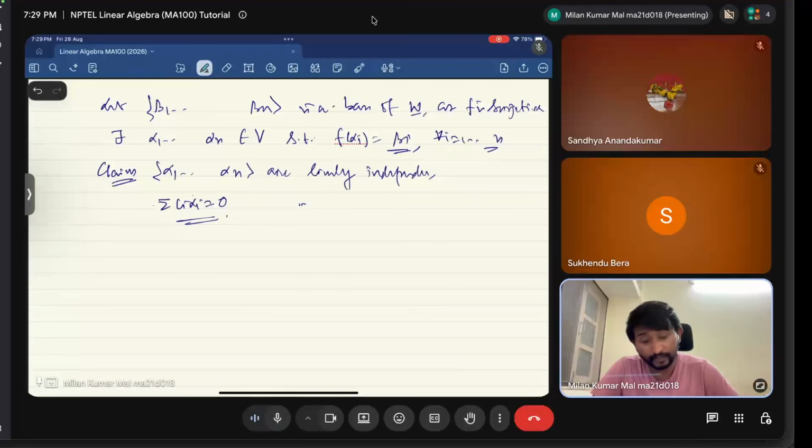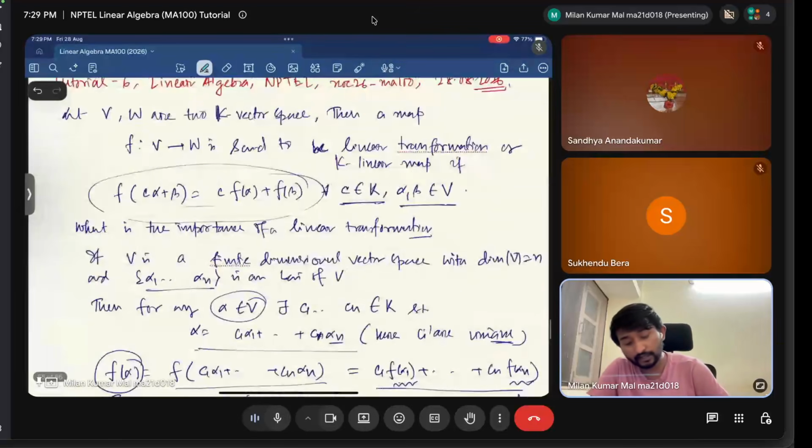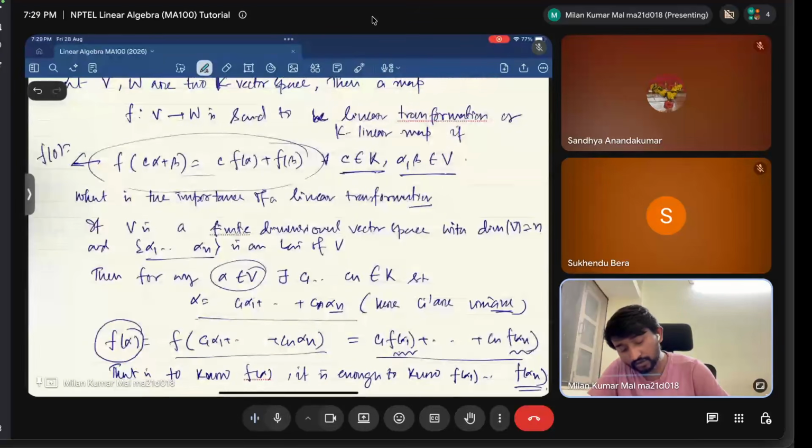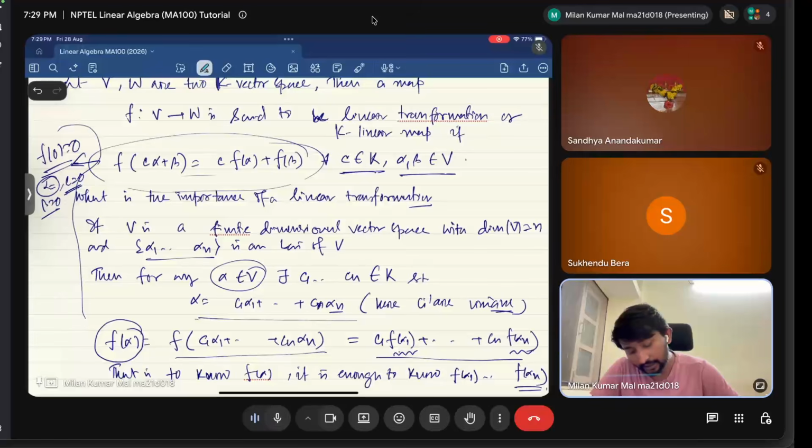Here is a very important point that I have missed to state: if f is a linear transformation, then it always maps f of 0 to 0. That is very much clear. Why is that clear? Because if you take alpha a vector and let's take c equals 0 and beta equals the 0 vector, alpha any vector, then what will happen? Then f of this will be 0, right? What I want to prove is that f of 0 equals 0.